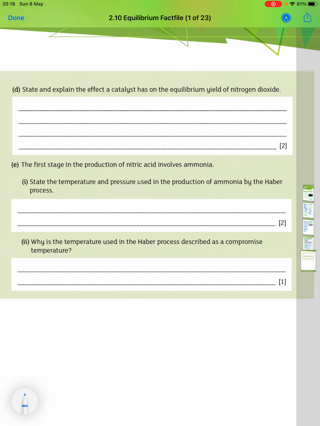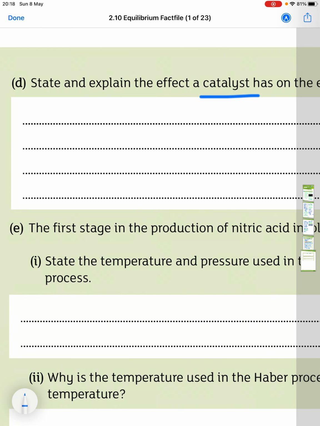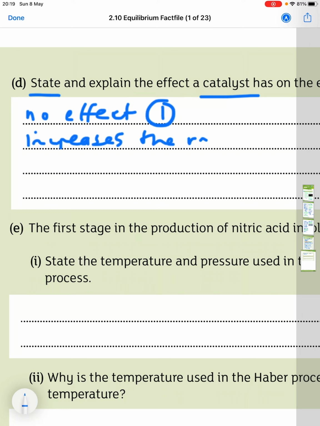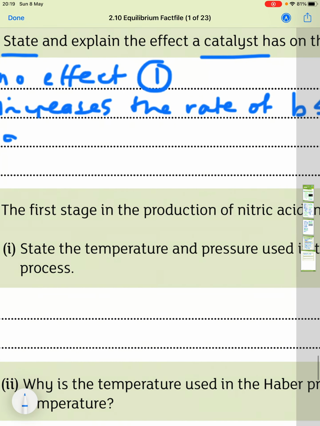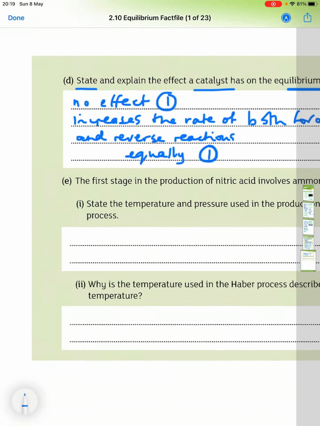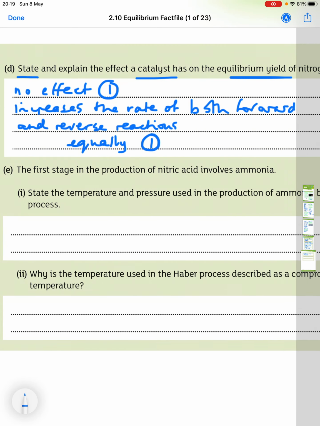So for D, it says state and explain the effect a catalyst has on the equilibrium yield. Well, unlike rate, a catalyst has no effect on yield. So 1 mark again for stating. And then the explanation is that it increases the rate of both forward and reverse reactions equally. So no effect because both the reaction rates are increased by the same amount.